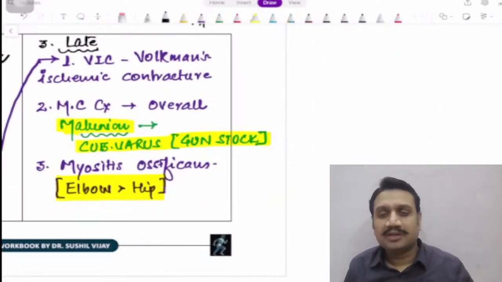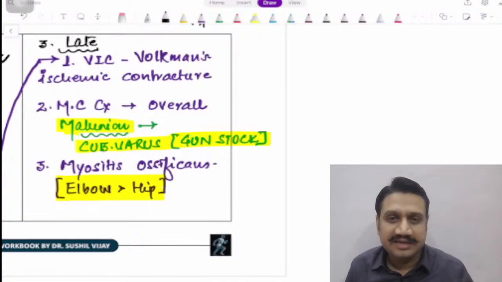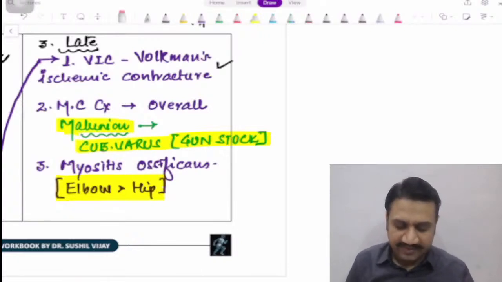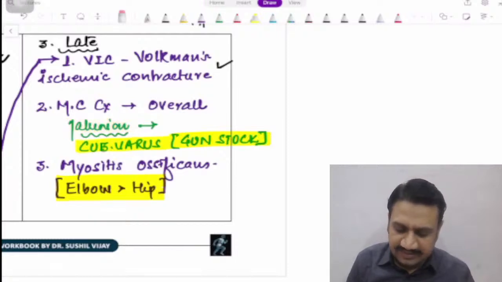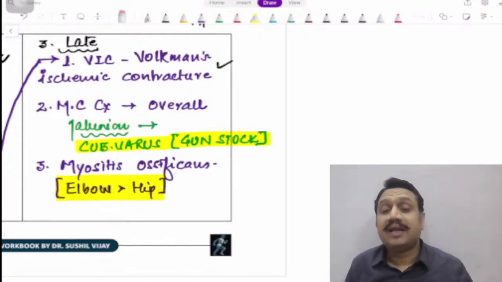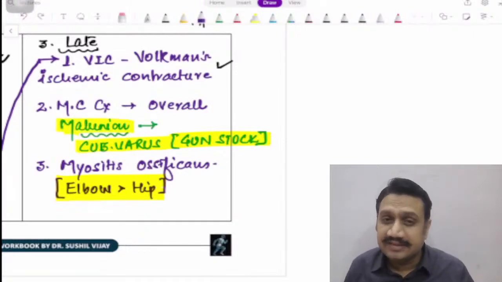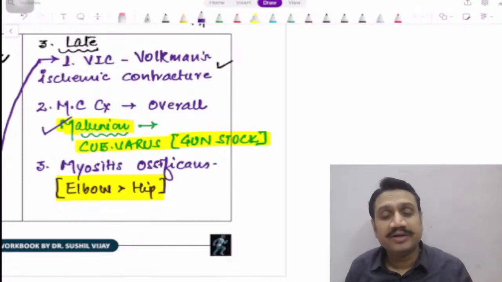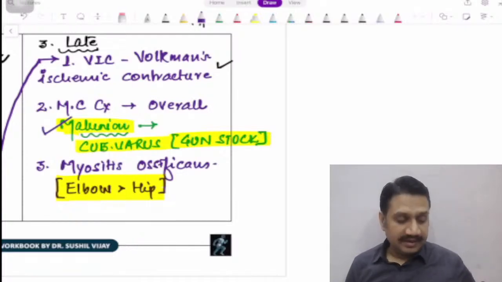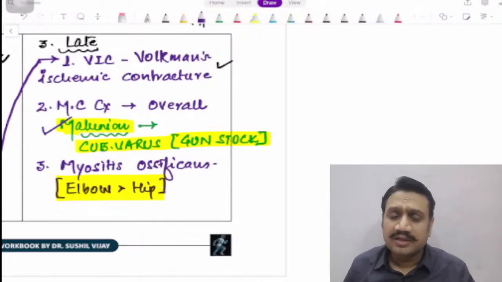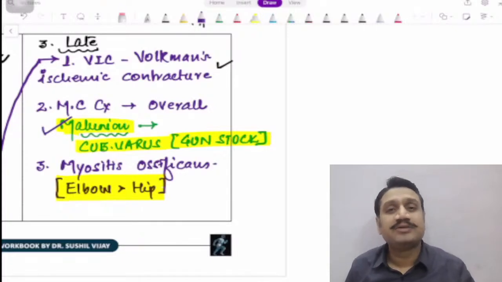Overall, the most common complication that you can see in a supracondylar humerus fracture is always malunion. It is a metaphyseal area with high vascularity, cancellous bone, which breaks easily and heals easily, and that is why you see malunion here. The deformity that we see occurring with malunion here is cubitus varus, which you also call gunstock deformity, right? And the last is myositis development.